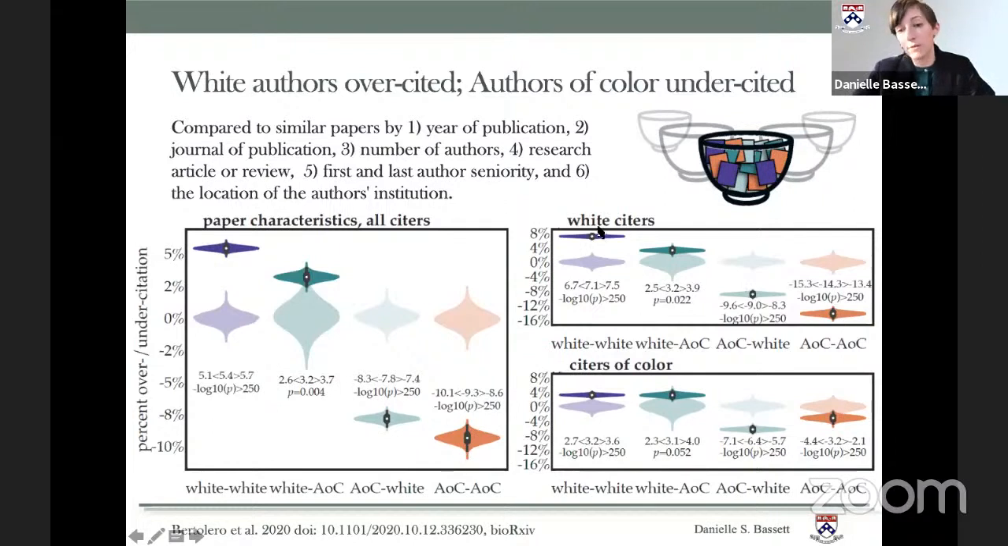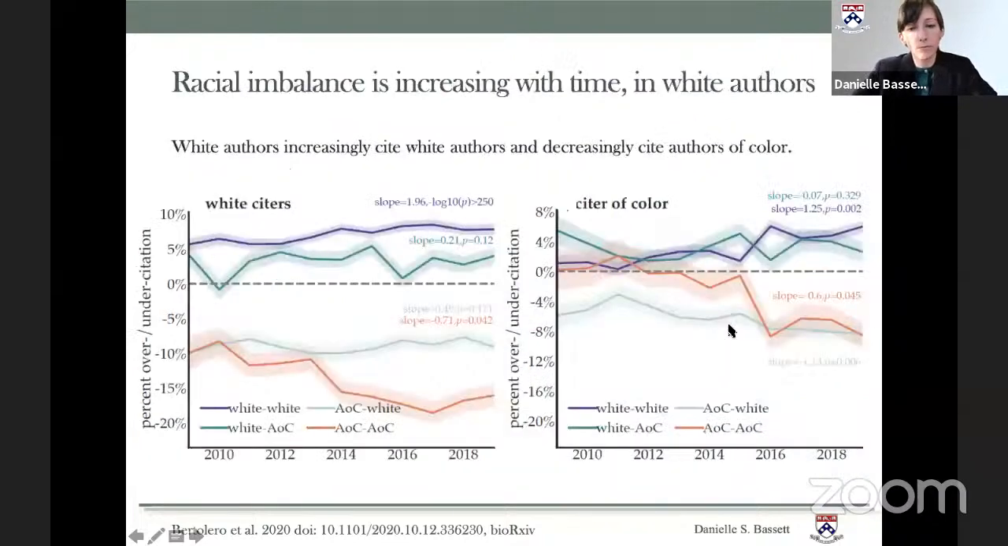Again, we see most of it is driven by white citers like me, unfortunately. So, overciting other white papers by 7.1% and underciting the papers from an author of color in those two categories by 14.3%. You can see a small effect in the citers of color, but again, to a much smaller degree than we see in the white citers.